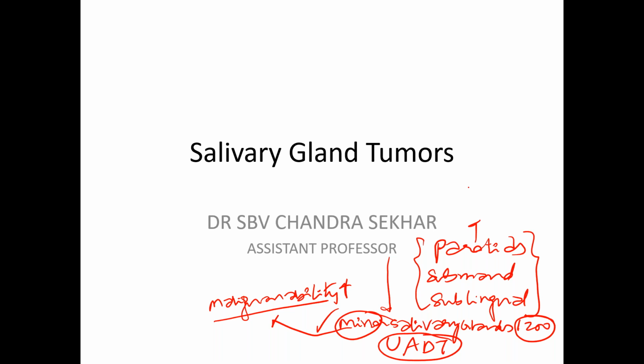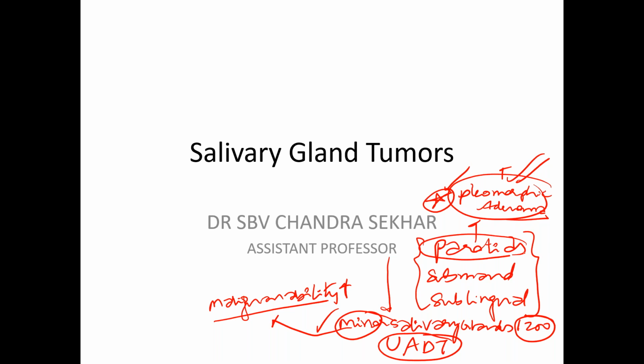And the most common tumor of the salivary glands is pleomorphic adenoma. This should be kept in your mind. Pleomorphic adenoma is a benign tumor which has got carcinogenic potential.